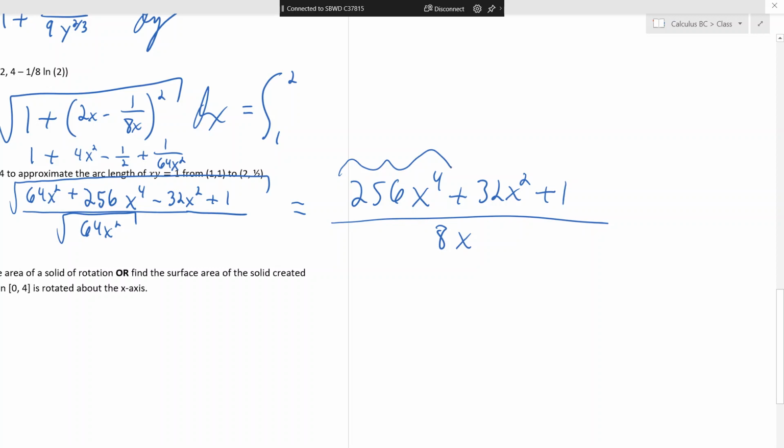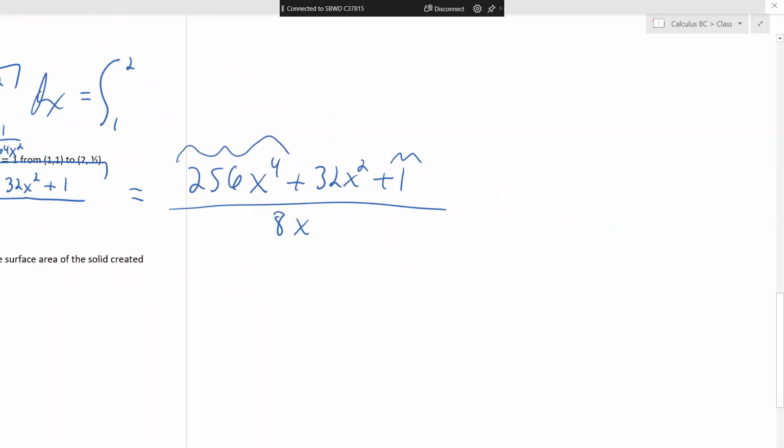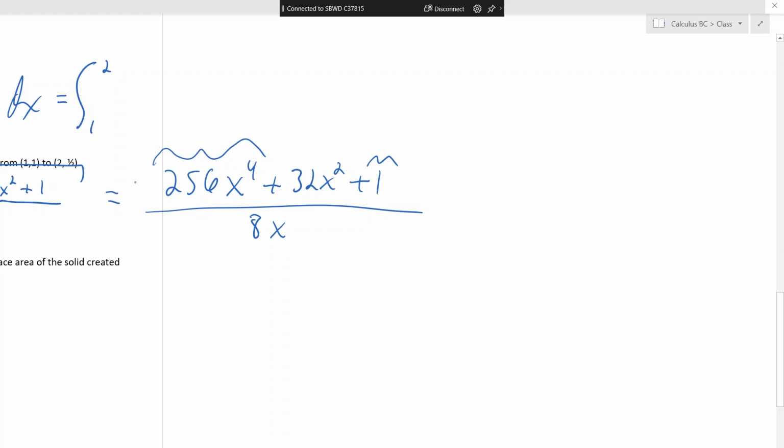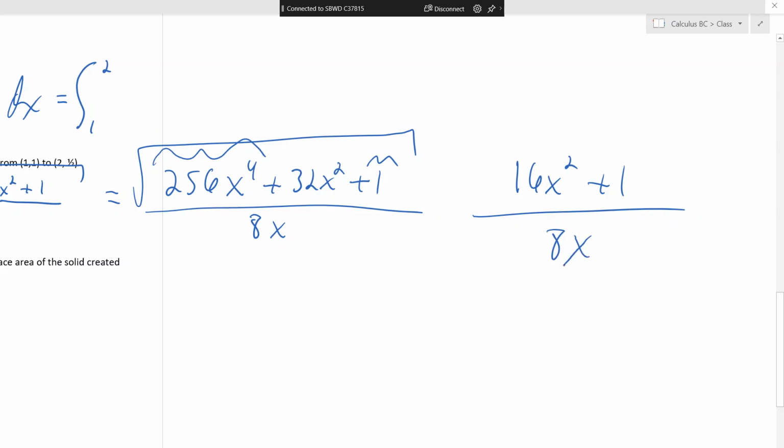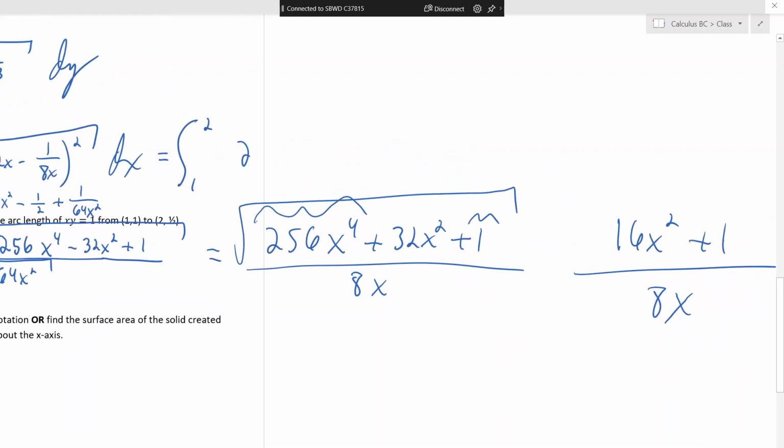16x squared. How would I get this out of a perfect square? 1. So that's only 16x squared plus 1 if the middle term is 16x squared times 1 times 2, and it happens to be 32x squared. So that whole numerator becomes, it's in a square root still, remember? Just the numerator is now 16x squared plus 1. It's squared in a square root, so it cancels out. And that's over 8x. So that whole integral boils all the way down to 2x plus 1/8 x to the negative 1 dx.